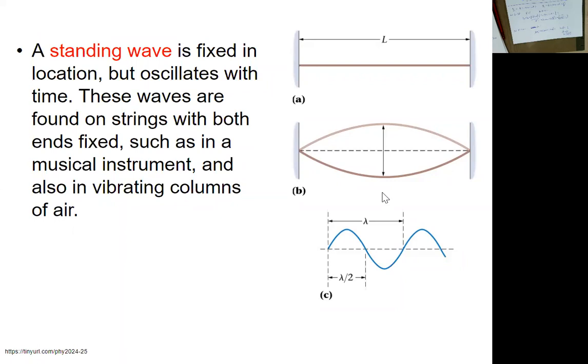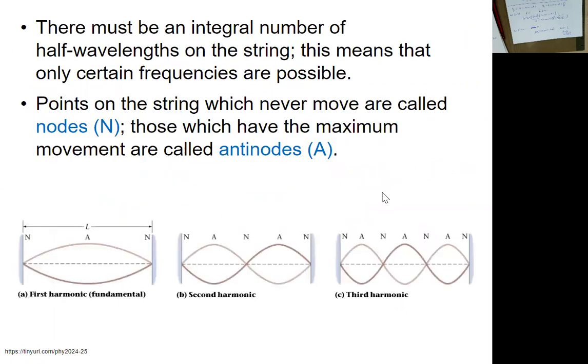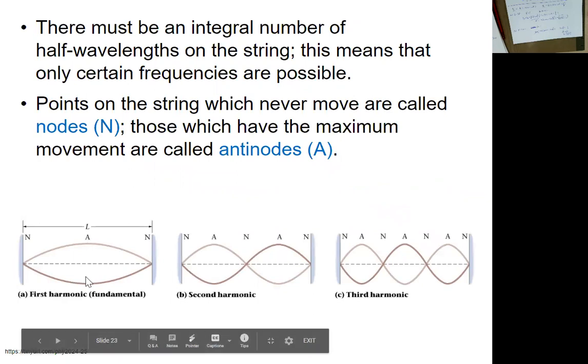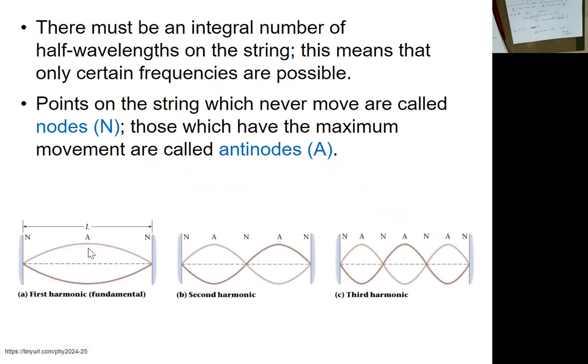All right, so over here, the two ends are fixed, they are not moving, so they are called nodes. And then between here and the center here, you will have maximum vibration that they call an anti-node. So this is the first configuration you can have on the string.